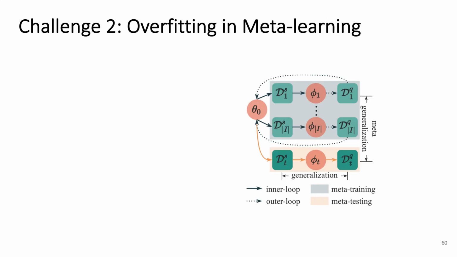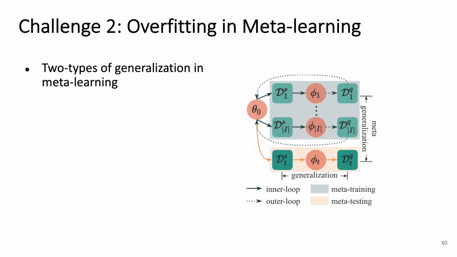Okay, then let's move to the second challenge, meta-overfitting. Meta-overfitting is overfitting in the meta-learning process. Here is the typical meta-learning process. We have an initialization theta 0, and we use the support dataset to do the update and get phi 1 to phi i as task-specific parameters, and use the query set to backpropagate and optimize. So in the outer loop, we optimize theta 0. And in meta-testing, we use the learned optimal theta 0 with the target task t and its support set to get phi t, the task-specific parameter, and finally use the query set to evaluate the performance.